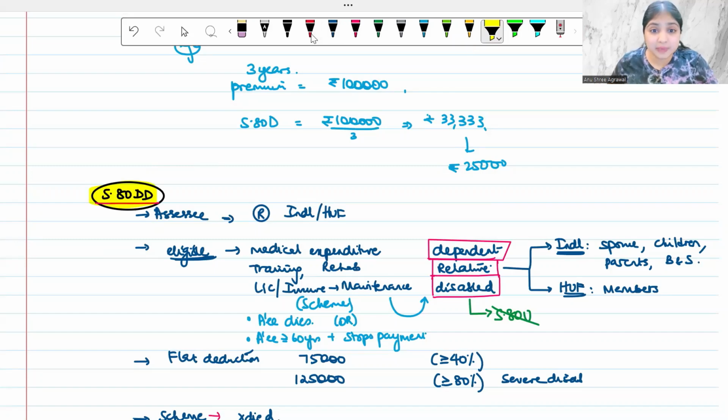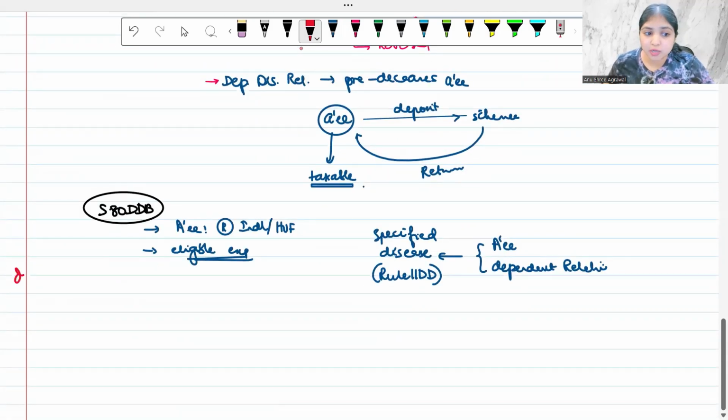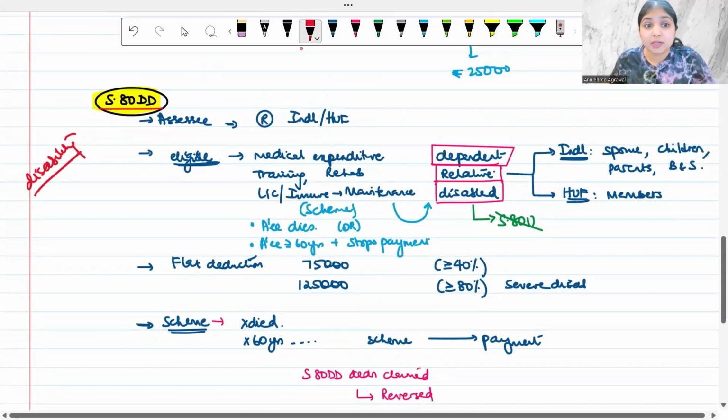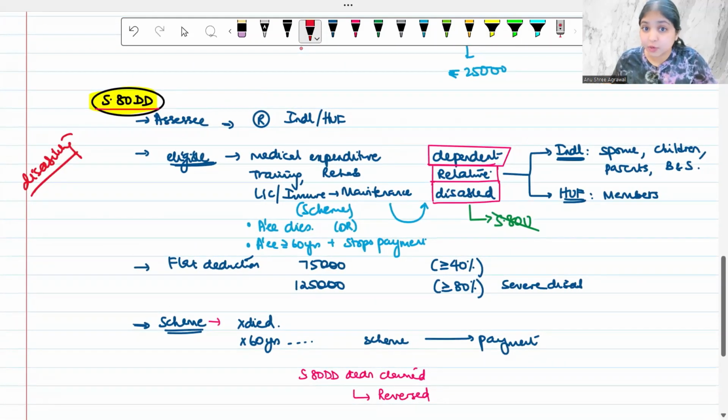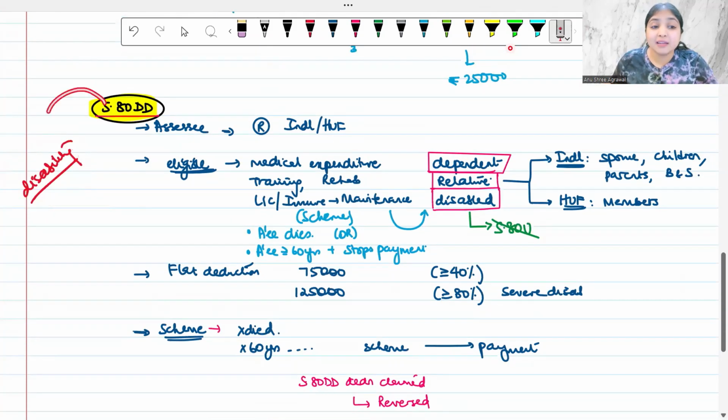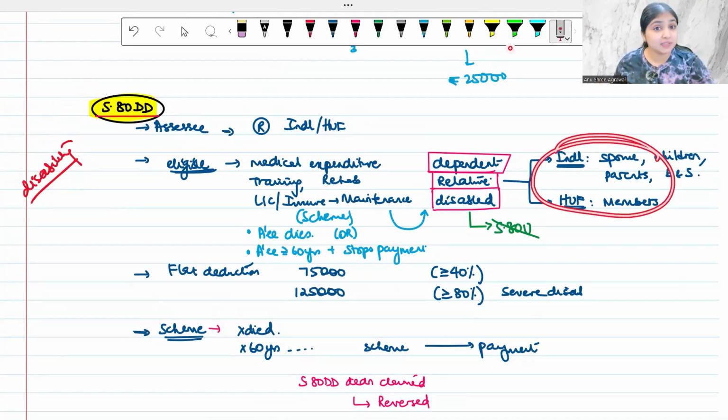It talks about disability. So 80DD talks about disability, whereas 80DDB talks about disease. Are you understanding? There are two different things. Under 80DD, we're talking about a dependent who is suffering from a disability. And under 80DD, the assessee himself is not disabled. Only his dependent relative is disabled.